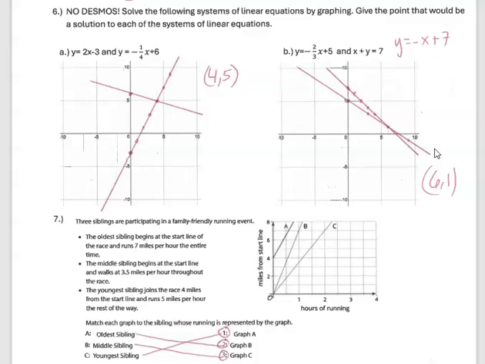Then the other one says that one person is going faster than the other. The person that is going faster is going to be B, and the person that's going slower is C, because the slopes, the miles over hours, the speed is going to be different.